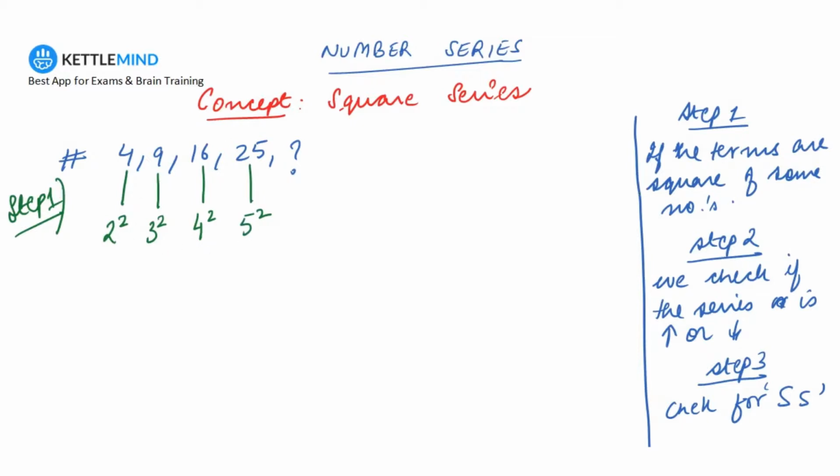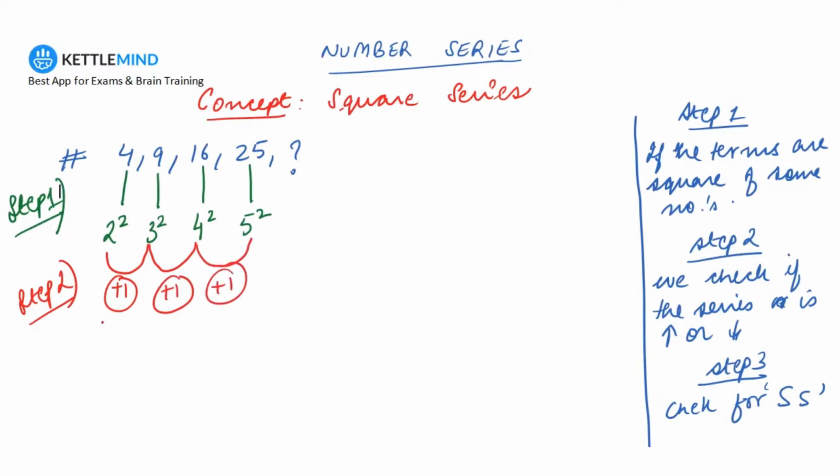Now we'll come back to step 2. Step 2 says check if the series is increasing or decreasing. So when I move from 2 to 3, there's an increment of plus 1. From 3 to 4, there's again an increment of plus 1. From 4 to 5, there's again an increment of plus 1. So it's an increasing order series, right?